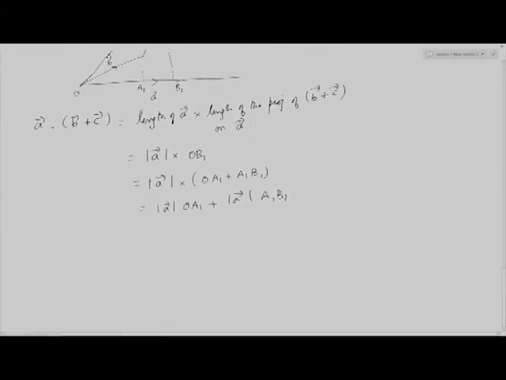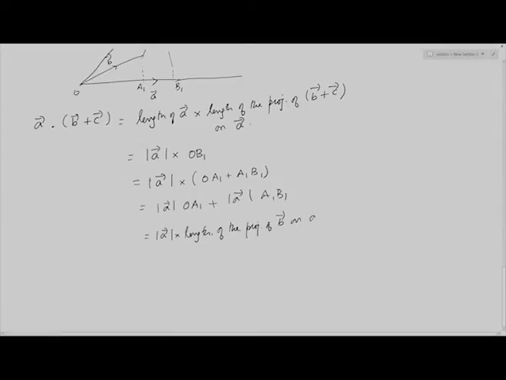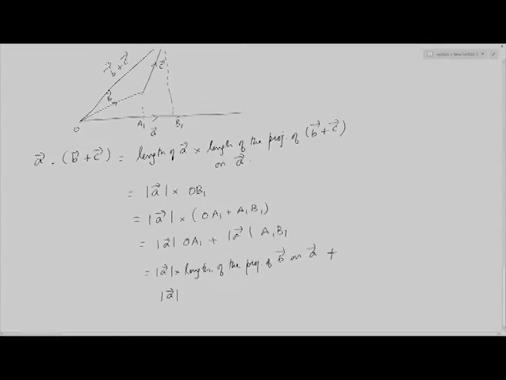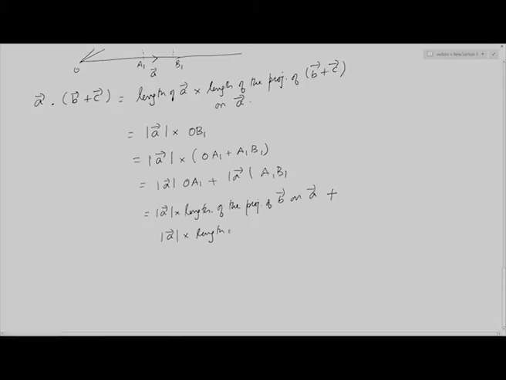Okay. So, now if you look at OA1, this is the length of the projection of the B vector. This is equal to mod A multiplied by the length of the projection of B vector on A, plus mod A times the length of the projection of C vector on A. So, this we can write as mod A into mod B, which by definition is simply A dot B. The first term is nothing but A dot B and the second term is nothing but A dot C.